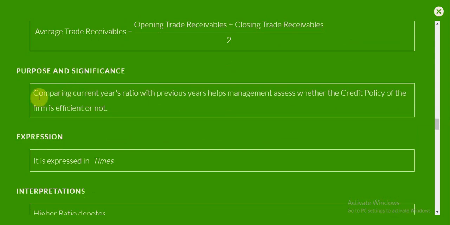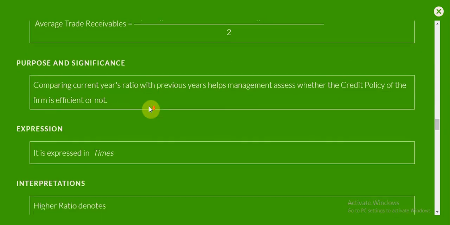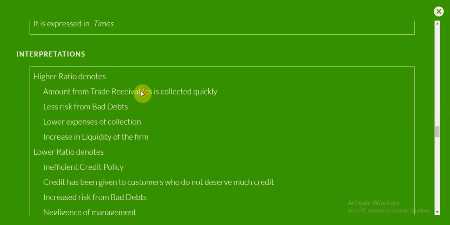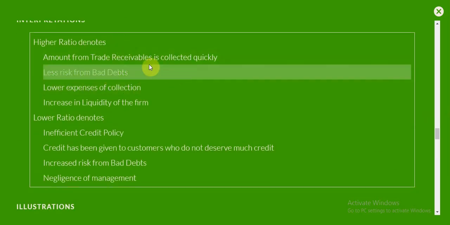The purpose of this ratio is that by comparing the current year's ratio with previous years, the management can assess whether the credit policy of the firm is efficient or not. It can even do inter-firm comparisons and compare themselves with other competitors. This ratio is expressed in times, and we will have a look at the interpretations.